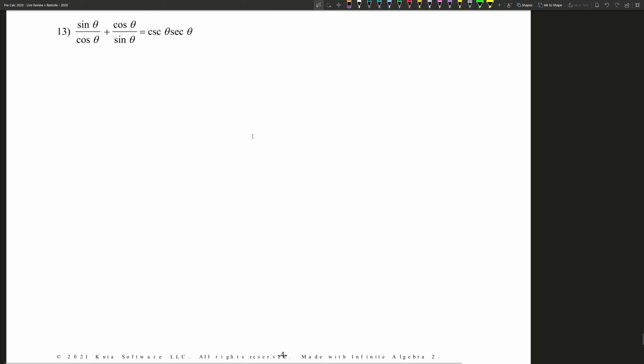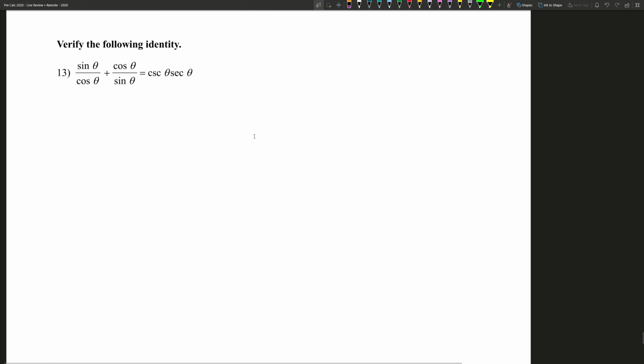Number 13, verify the following identity. Again, I know I haven't changed this in any of the practice tests I've given, but we still have to know. Granted, it'll be a little bit simpler than this one. It'll be more like the quiz we had. But just in terms of process, we need to make the left-hand side equal to the right-hand side.